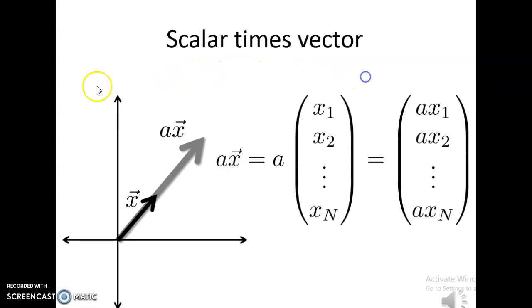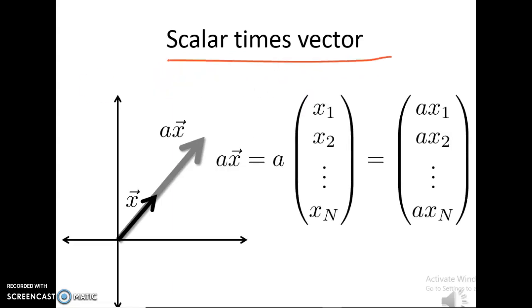Scalar times vector. Here this is x, the x vector. So, a times the vector x, equal to a times (x1, x2, up to xn), equals (a x1, a x2, up to a xn). This is scalar times vector.